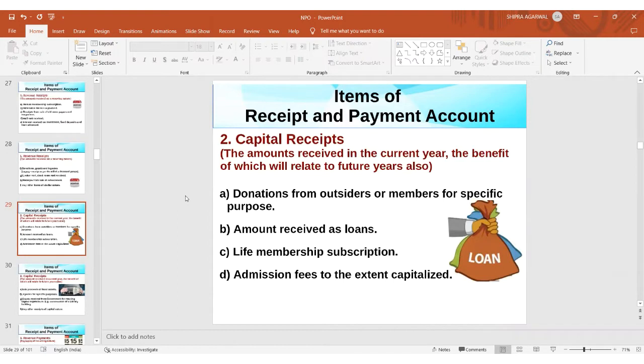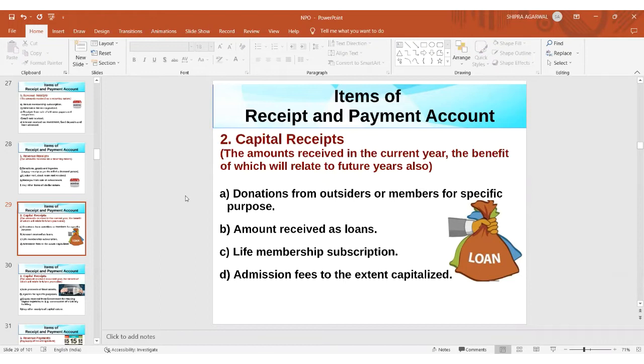Second is your capital receipts. That means we are talking about the receipts which you have received during the current year. I'm not saying which are due in the current year. I'm just saying which are received during the current year, but the benefit of which will relate to future years also. That means these are not the regular, or you can say recurring nature transactions, right?